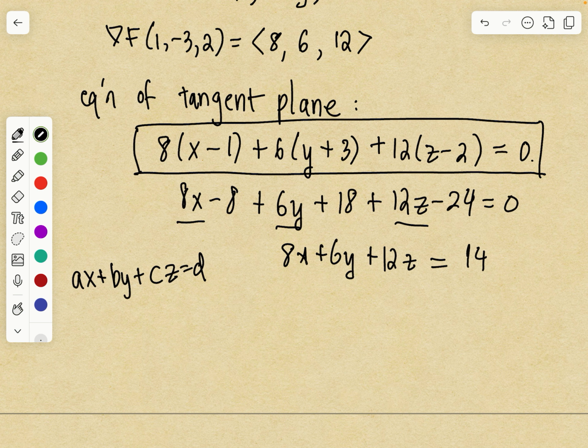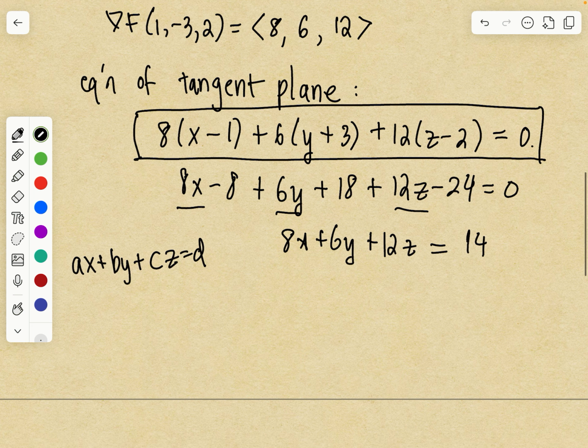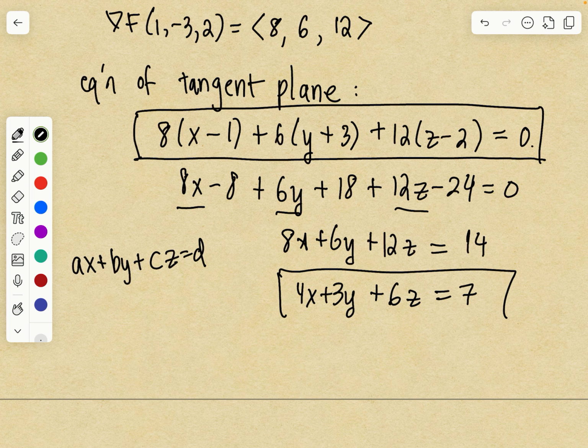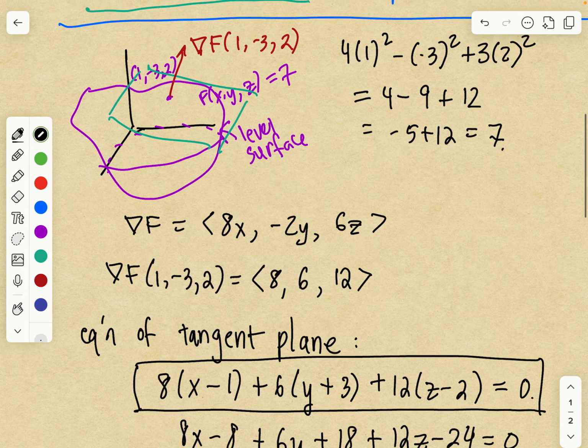And by the way, you can even divide both sides by 2 to make this a little more simplified. So you get 4x plus 3y plus 6z equals 7. This is a more standard form of the plane. So it's something that you would want to check with the person teaching the class, whether you should leave the equation of the tangent plane in a certain form. Okay. So that's the answer.